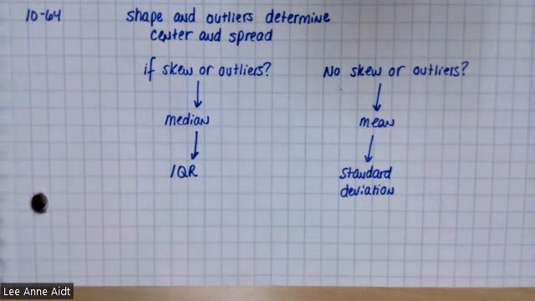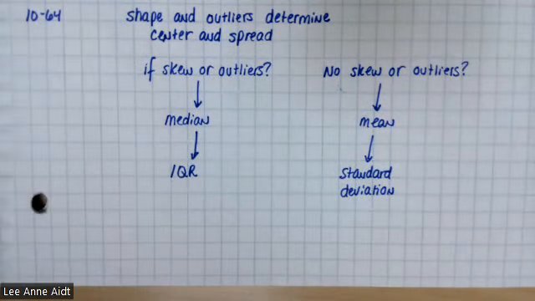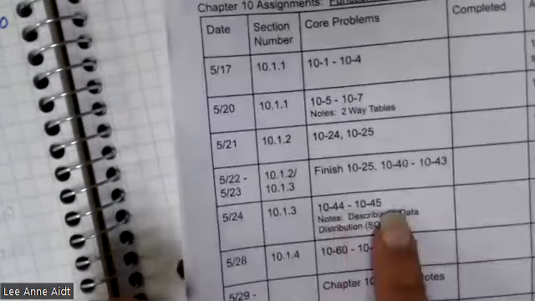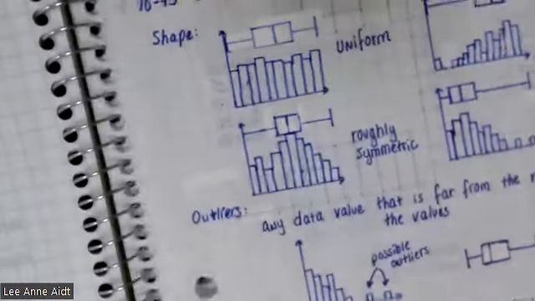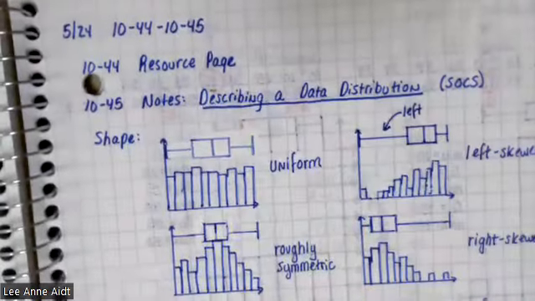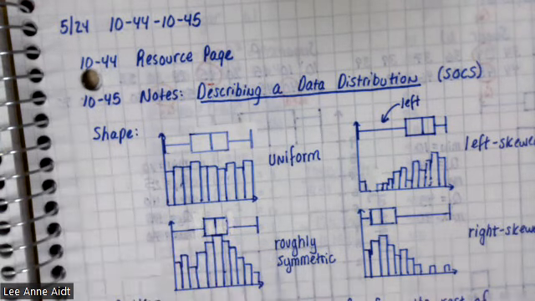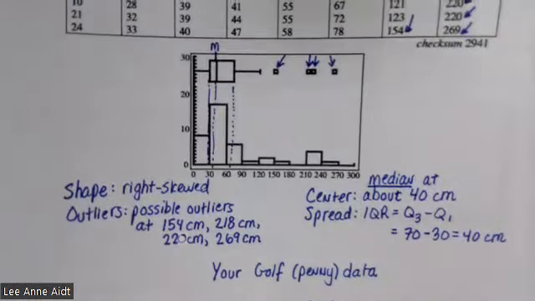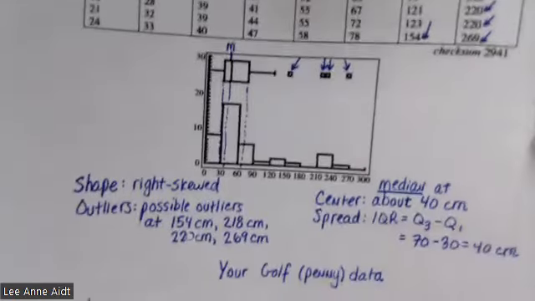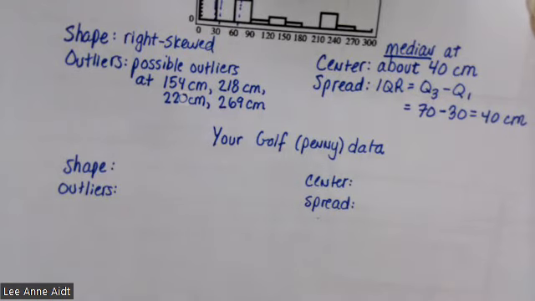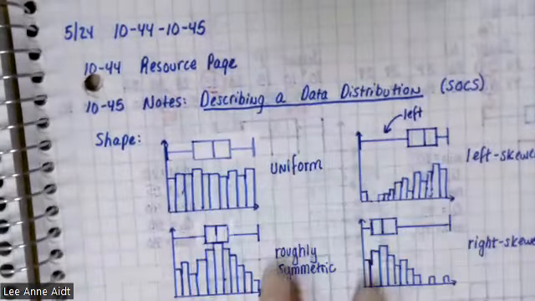Now, at this very moment, you should have the ability to get 4 stamps. Let's talk about what those 4 stamps are. The first stamp is for 44 and 45. 44 is a resource page, which looks like this. So this is number 44. You should also have entries about your golf data here for 44 to be complete. 45 is these notes.